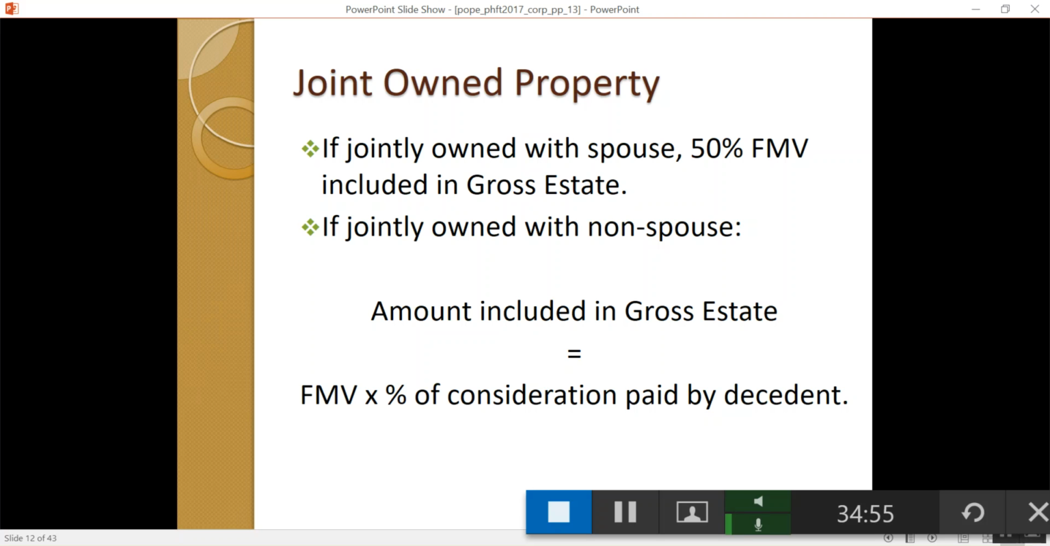So Fred's gross estate would include $15,000, which is the $60,000 fair market value at Fred's date of death multiplied times his 25% interest in the property that's jointly owned by he and Jack. And the 25% is calculated as the percent of consideration paid by him as a ratio of the total consideration. So they paid in total $40K, but Fred paid $10K. So 10 over 40 is 25%.